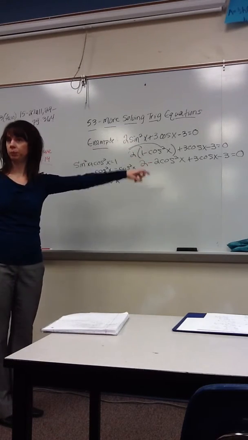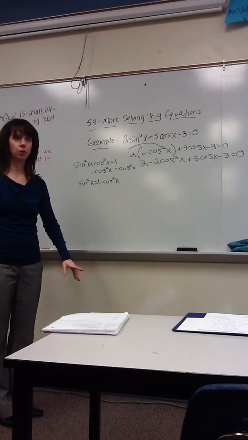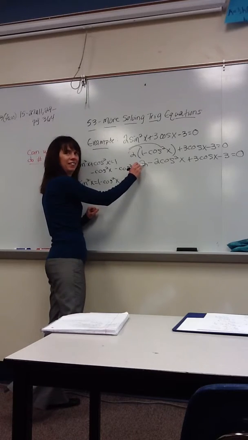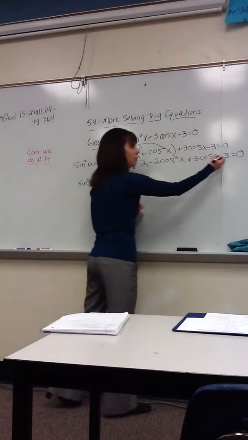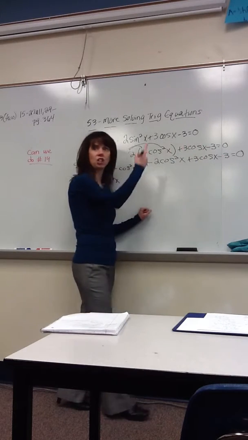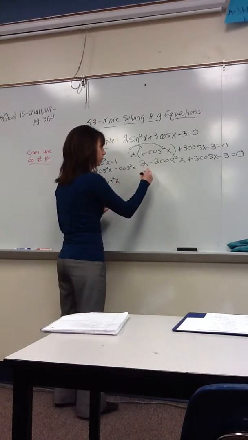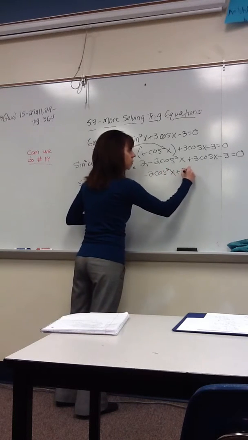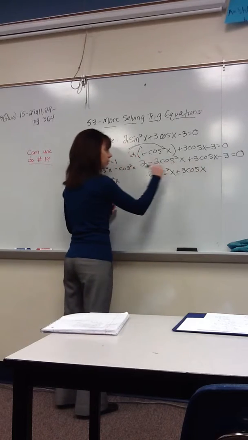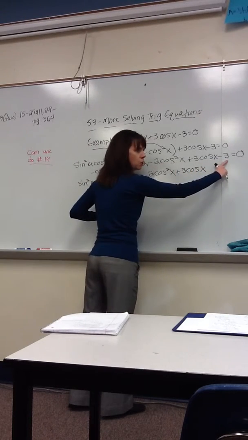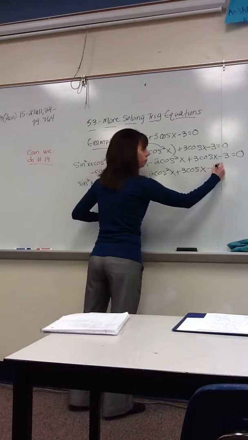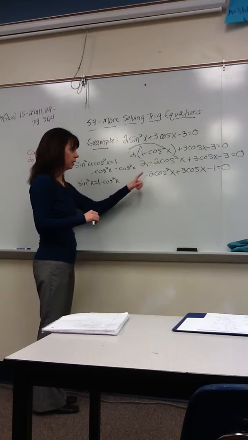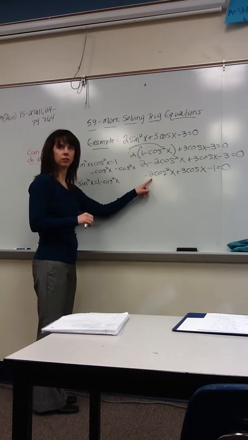So far, so good? We have a 2 here, and we have a minus 3 that are just numbers. They're like terms, so I'm going to collect them. So I have negative 2 cosine squared of x plus 3 cosine of x. And I'm going to combine these two. 2 minus 3 is what? Negative 1 equals 0.